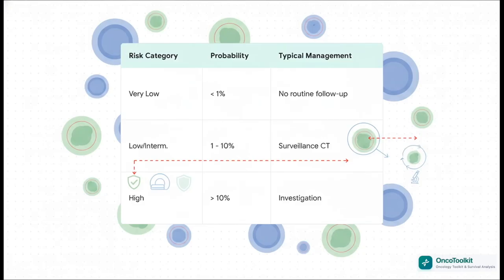And if you look at its risk tiers here on the table, you'll notice it's stratified a bit differently. The Brock model gives us this very low risk category, under 1%, which is super helpful because it might mean no routine follow-up is even needed. The key action threshold moves to 10%. So if you're between 1 and 10%, you're looking at a surveillance CT. But anything over that 10% mark, that's our trigger to start a more intensive investigation.